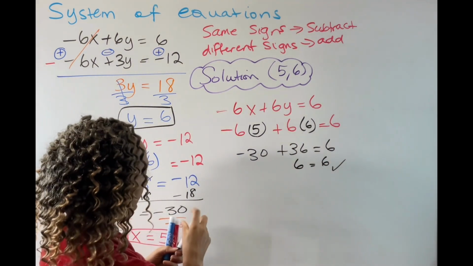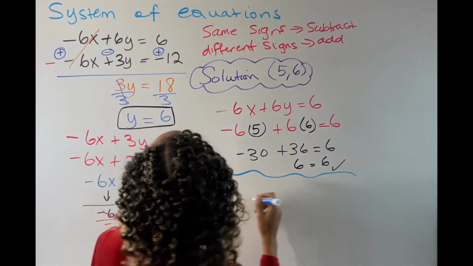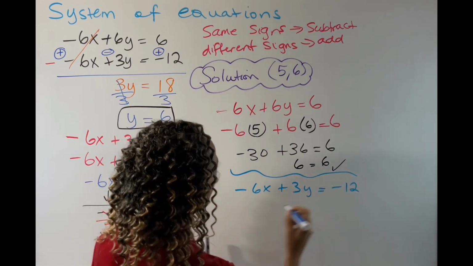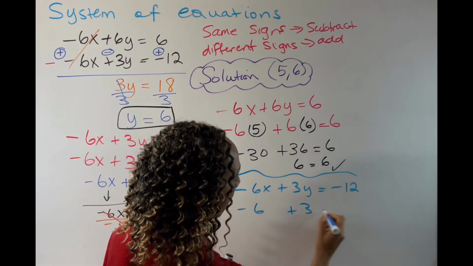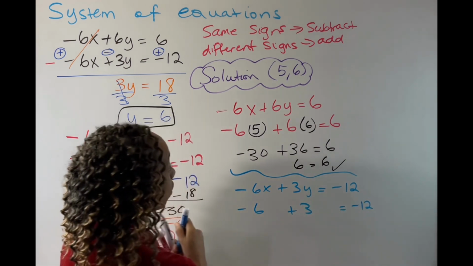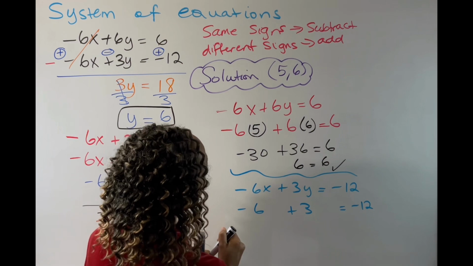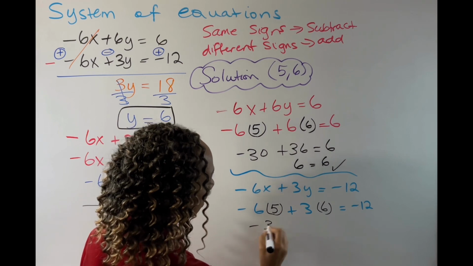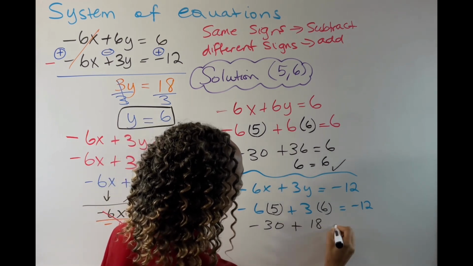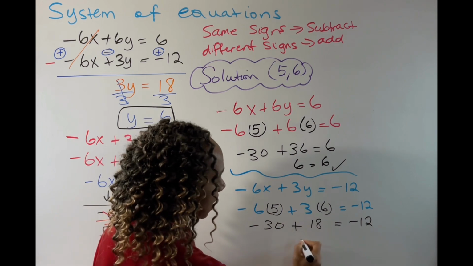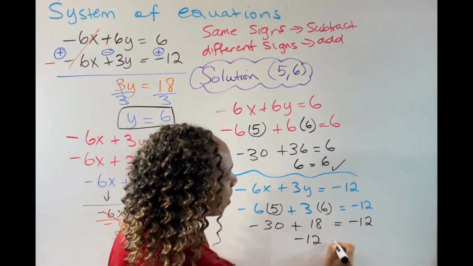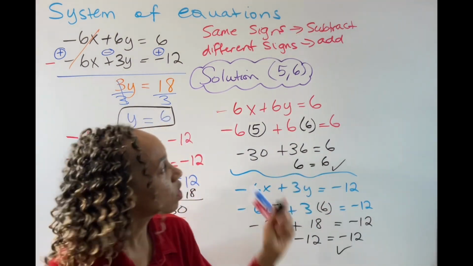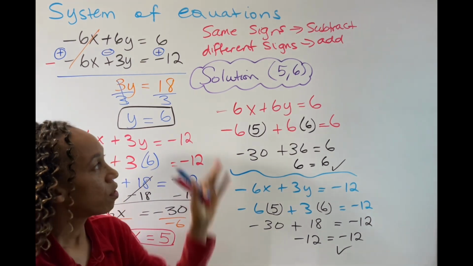You will continue by testing it for the next equation, which is negative 6x plus 3y equals negative 12. And you will substitute once again your values for x and y. X is 5 and y is 6. So you will get negative 30 plus 18 equals negative 12. Negative 30 plus 18 is indeed negative 12, and negative 12 equals negative 12. And yes, that is true. Yes, this is a solution in each of the equations.